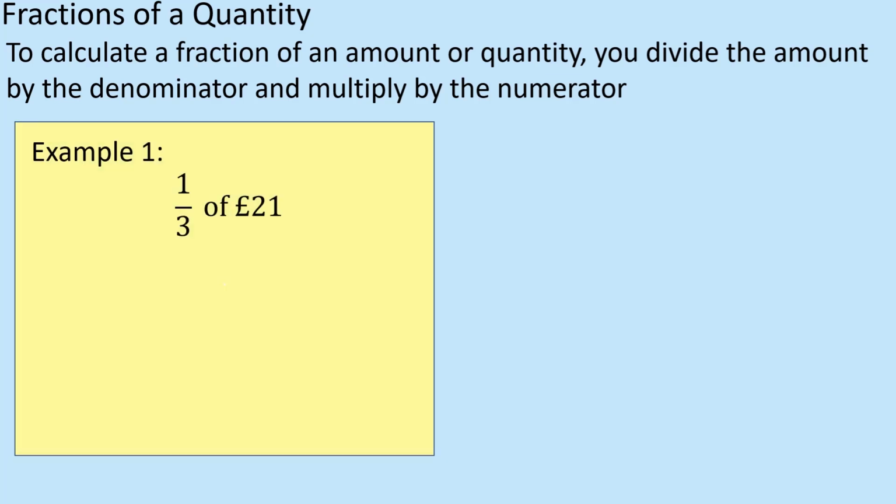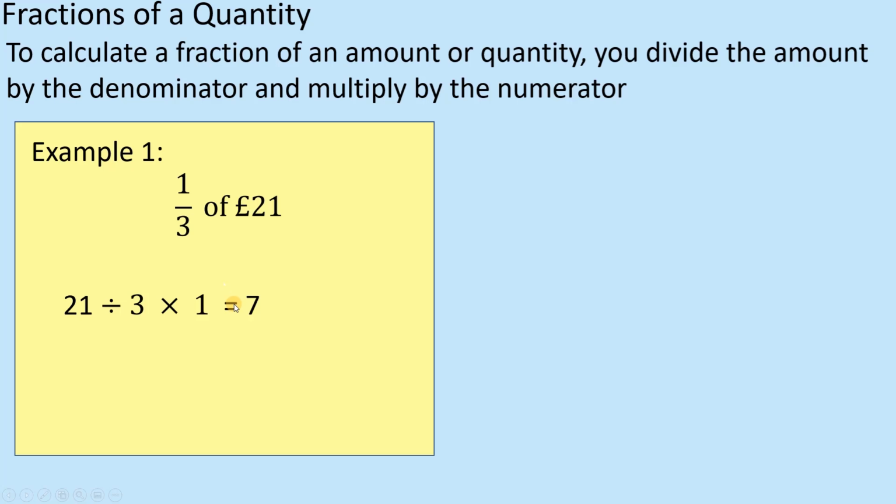So if I ask you to do a third of 21, what you're going to do is take your number, which is 21, divide it by 3, and then times it by 1. Alright, so it's the same process for any fraction of any amount of any quantity. Take your amount, divide it by the denominator, and times it by the numerator. Alright, so 21 divided by 3 and times by 1 is 7.